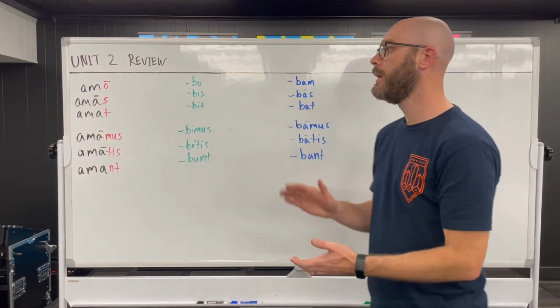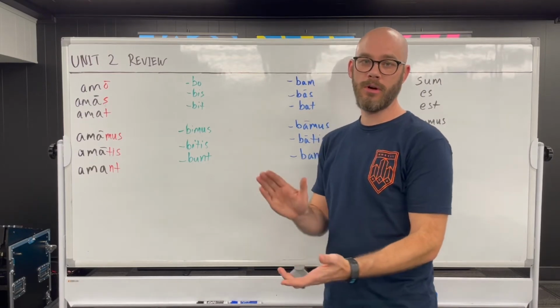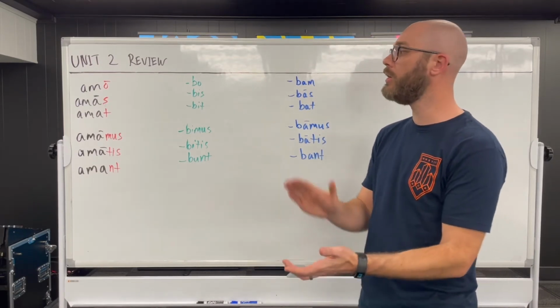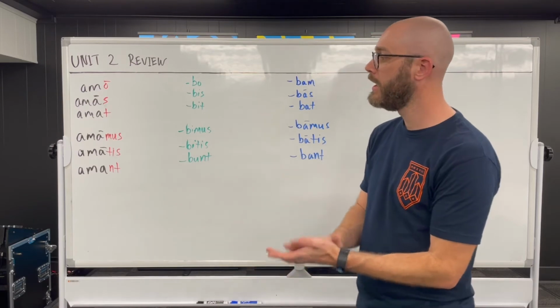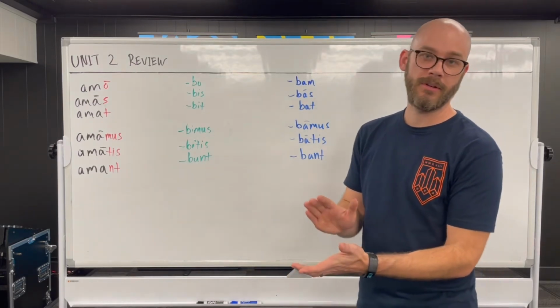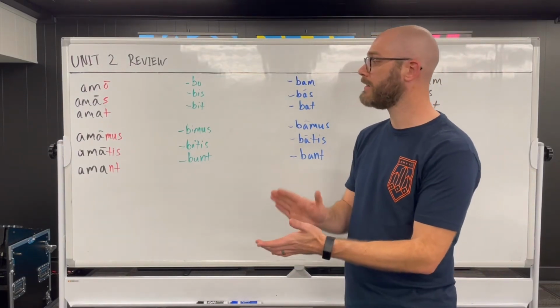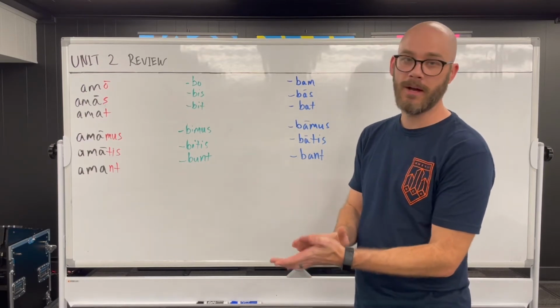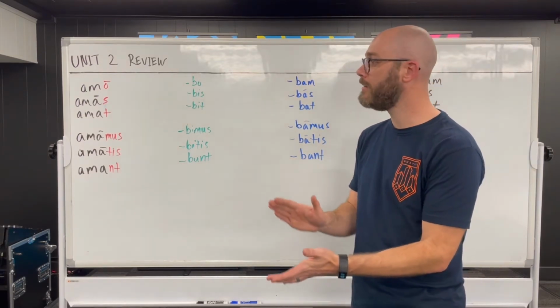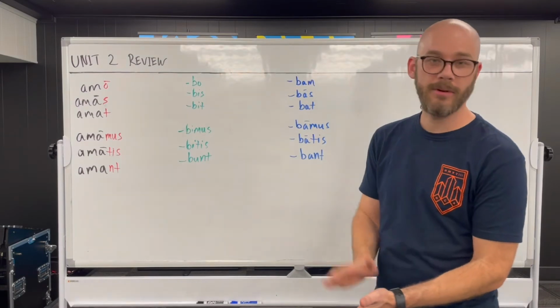Okay, you ready? 1, 2, 3, 4. 1, 2, here we go. Amo, amas, amat. Amamus, amatis, amant. Amo, amas, amat. Amamus, amatis, amant. One more time. Amo, amas, amat. Amamus, amatis, amant. Good job.